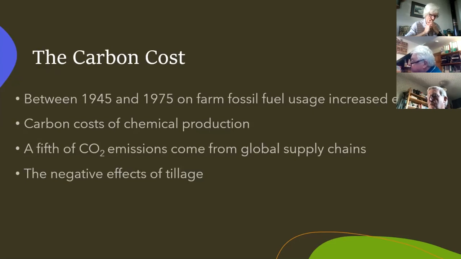One fifth of CO2 emissions on the planet come from global supply chains. So it's not just food miles, it's not just that there's a cost to it financially. We are destroying our atmosphere through this consumerism. And we mentioned earlier on the effects of tillage. The less we till, the better. Let's keep the carbon in the ground.